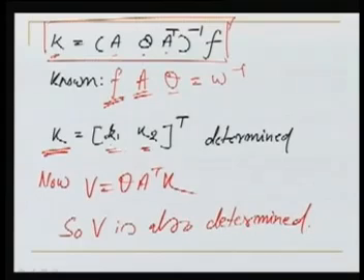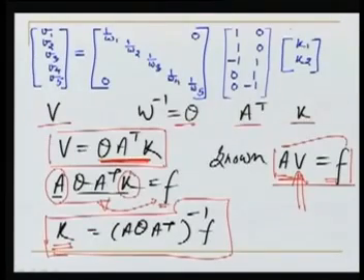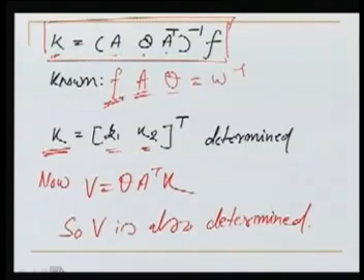Now once we know K1 and K2, because we had arrived earlier at V is theta A transpose K, and K is known to us now. If K is known, A is known, theta is known, we can also find V. So we can find V by theta A transpose K. K is already determined, A is known, theta is known, so V is also determined. Well, if V is determined, what next?